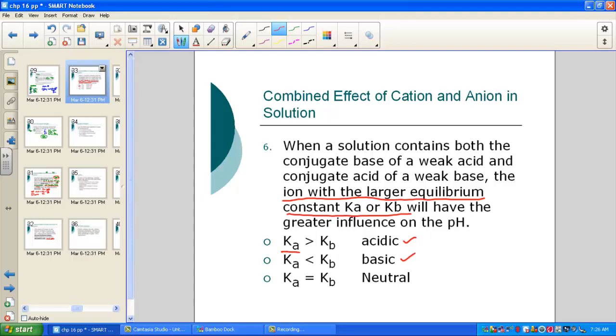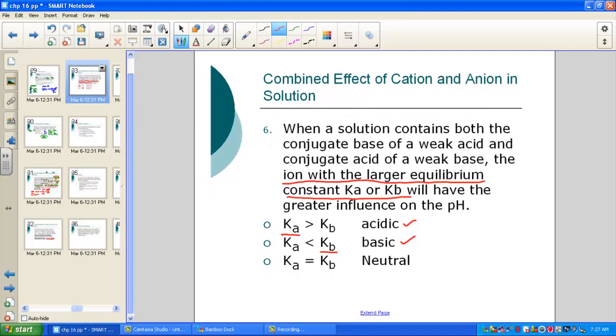If Ka is larger, acidic. If Kb is larger, basic. And if they are indeed equal, we have a neutral solution. Very rare, but it might happen. If Ka and Kb end up equal, knowing that Ka times Kb gives us Kw, these two would have to multiply exactly to 1 times 10 to the negative 7th, and that's the Kw for water.